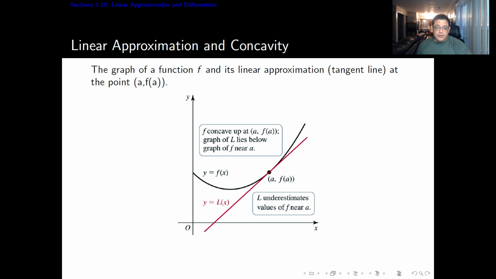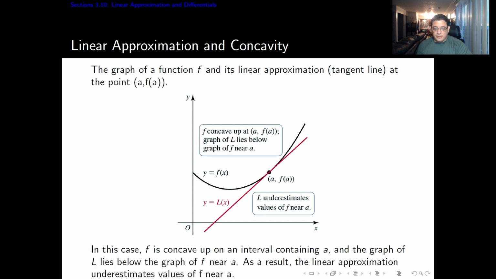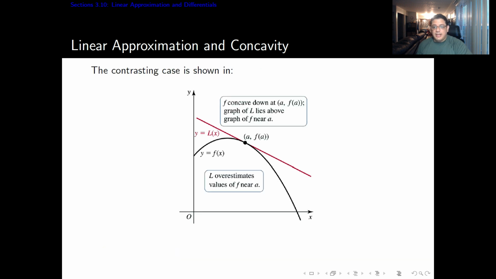This is going to have a relationship with the concavity of the function. So if f is concave up, the graph of the tangent line lies below, and you're going to do an under approximation. In the contrasting case, if you have the tangent line above, then the function is concave down, and the linear approximation is going to be on top, and it's going to be overestimating the values near a.